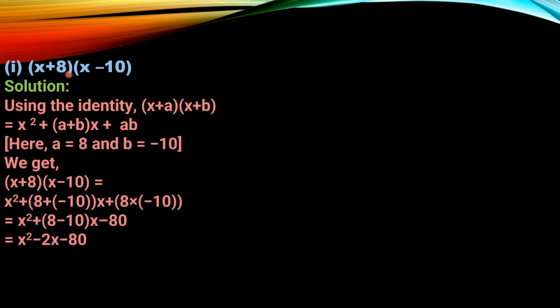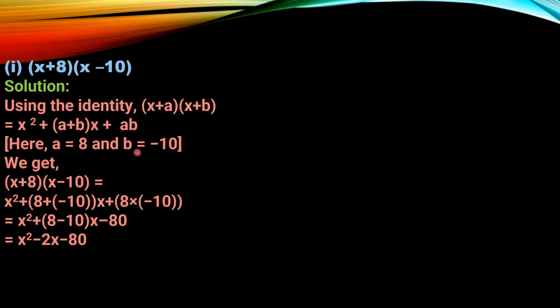First question is there, (x + 8)(x - 10). Observe the first terms here: x is the same, so the first term is the same, but the second terms are different. So we will use identity number 4, (x + a)(x + b) is equal to x squared + (a + b)x + ab.